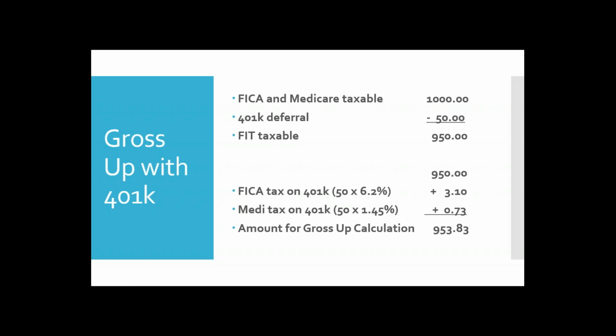First, let's figure the FICA and Medicare tax on the 401k deferral. So $50 times 6.2% is $3.10. $50 times 1.45% is 73 cents. And we're going to add those amounts to the amount that will be taxable for federal income tax. So $950 plus $3.10 plus 73 cents is $953.83. That's going to be our amount for the gross up calculation.